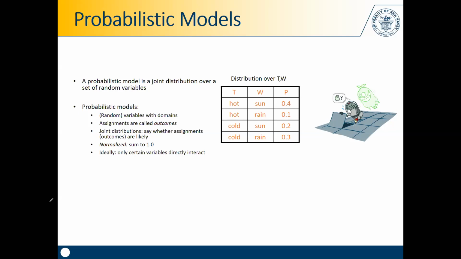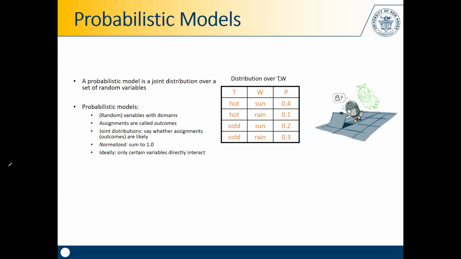It's telling us that, for example, if we observe the temperature to be hot, then we can reason about the probability of the weather being sunny or rainy. We'll see how that works later on when we get to inference.